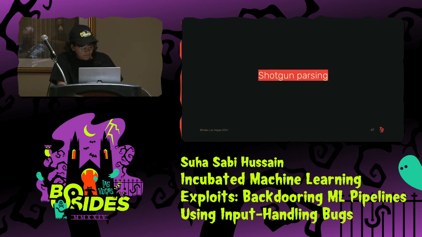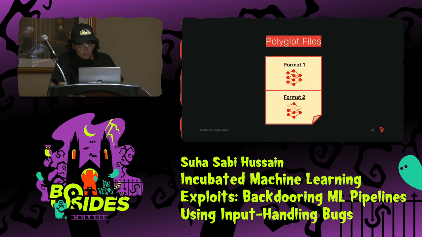Next up is shotgun parsing. This is just what happens when you don't fully and properly check your input before beginning to process it. So let's talk about polyglot files, which are files that can be validly interpreted as two or more different formats. They're a personal favorite rabbit hole of mine. But polyglot files have been utilized to distribute malware, bypass code signing checks, and enable other malicious behaviors. But with regards to ML model serialization, these can be placed in model hubs to confuse downstream consumers. But even more importantly, two different ML pipelines could interpret the same file as two different models. So you can smuggle in a backdoor model with a benign one.